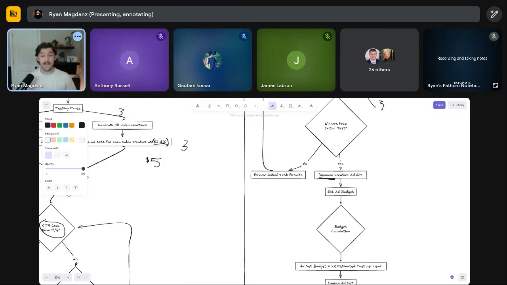The reason that we like using dynamic creative in the scaling phase is we can give Facebook our winners. We're confident in them now. We know that they all work, and now we can see which combinations work best. We only want to use dynamic creative once we know all those ads are winners.